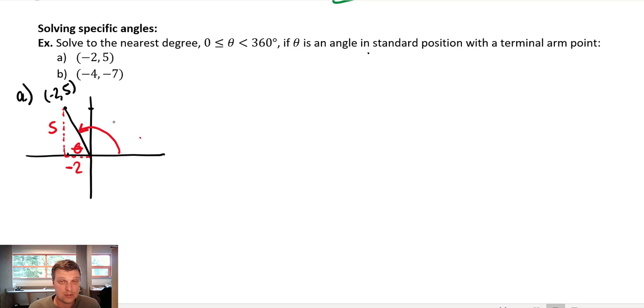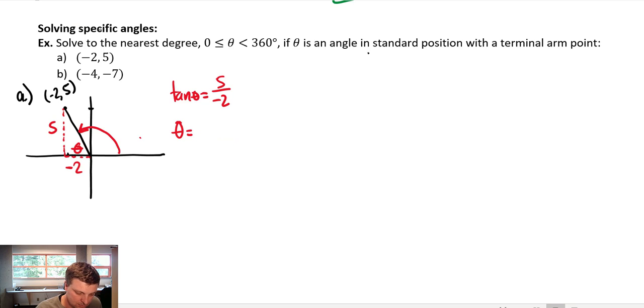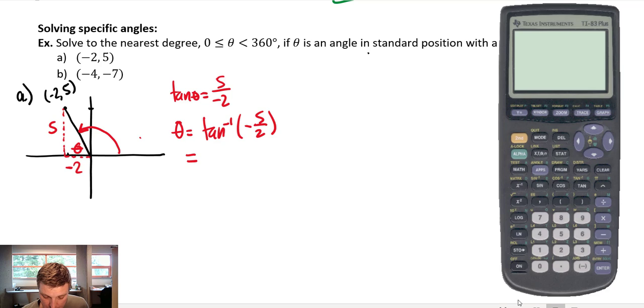I could use, for example, tangent, because it's going to be opposite over adjacent. So the tan of theta is going to equal 5 over -2, or -5/2. So theta would just equal inverse tan of -5/2. Now I'm going to put that in my calculator and see what happens there. So if I do, okay, second function, tan, -5 divided by 2, my calculator tells me -68.